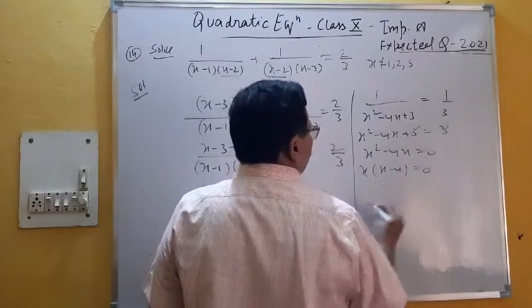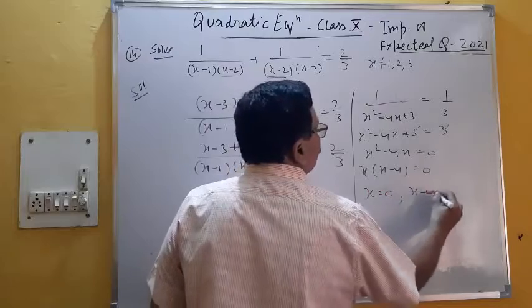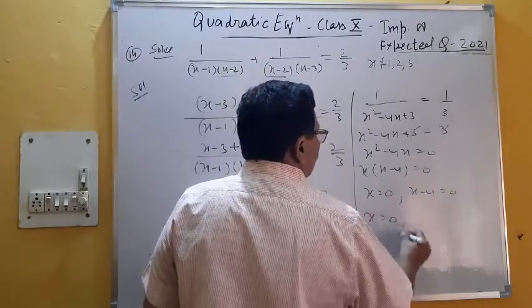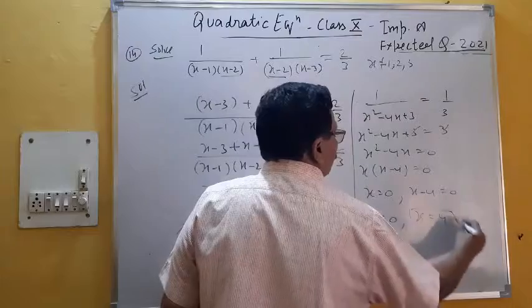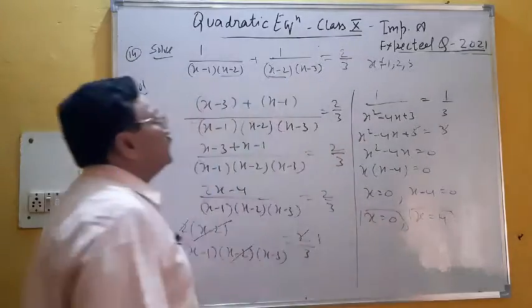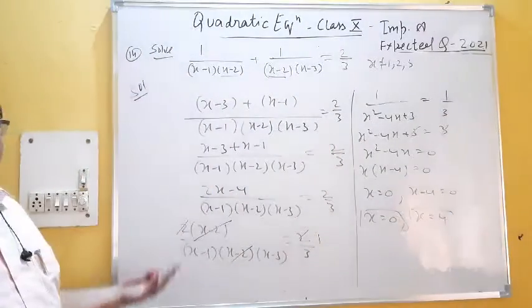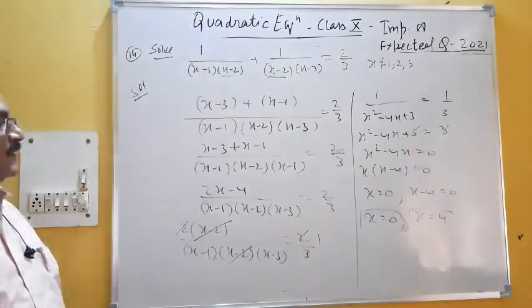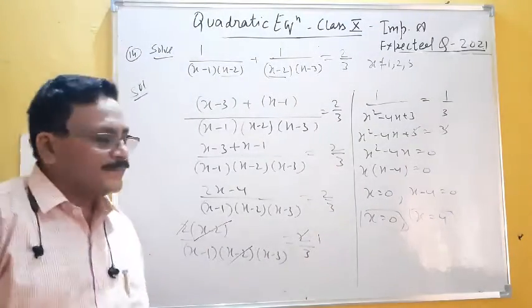So x into x minus 4 is equal to 0. x is equal to 0, or x minus 4 is equal to 0, so x equal to 4. Two answers. Okay, it's an easy question. Please note it down.